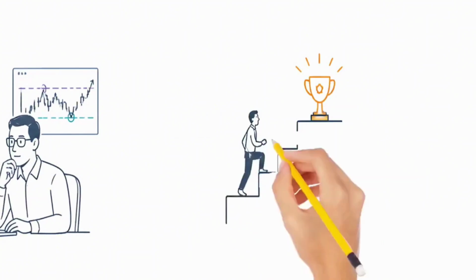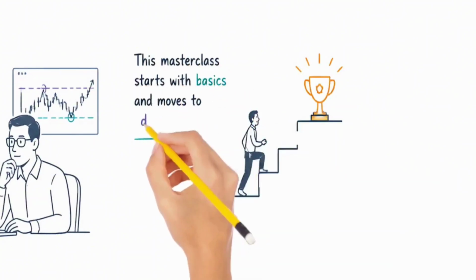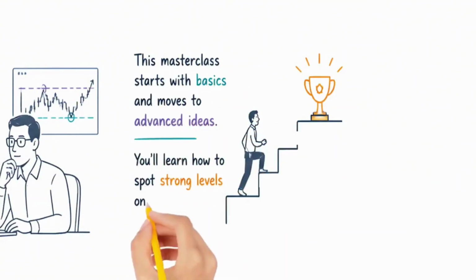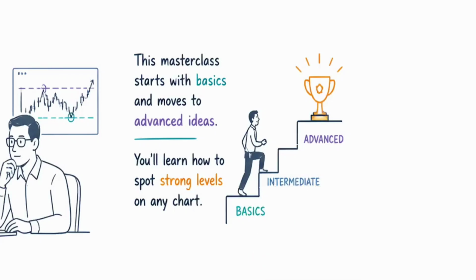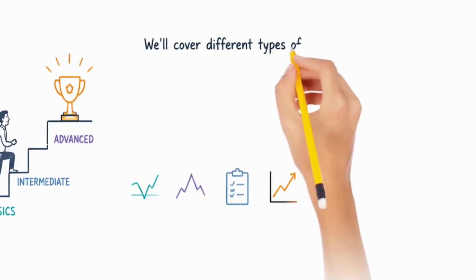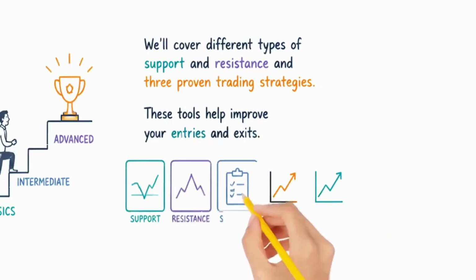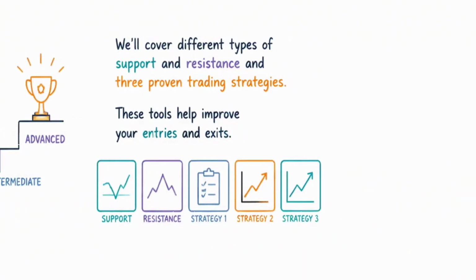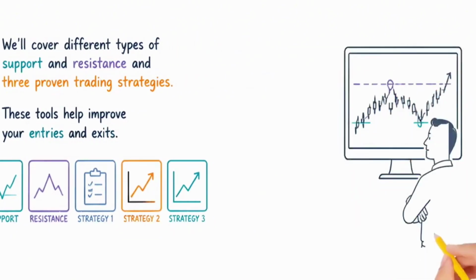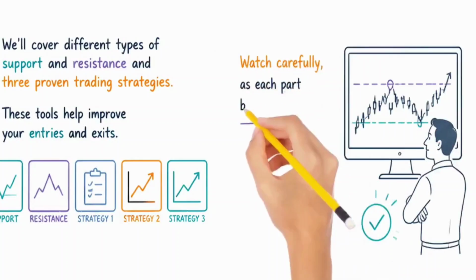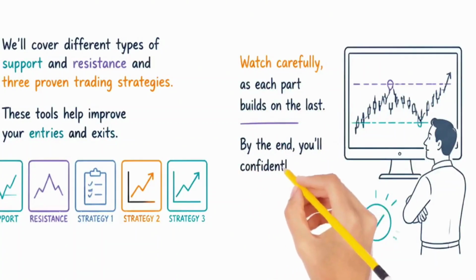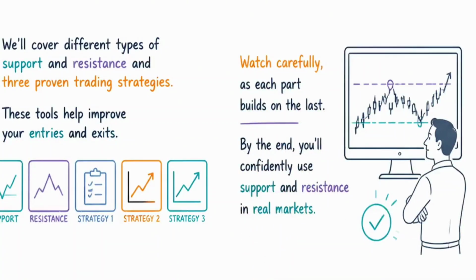This masterclass starts with basics and moves to advanced ideas. You'll learn how to spot strong levels on any chart. We'll cover different types of support and resistance, and 3 proven trading strategies. These tools help improve your entries and exits. Watch carefully as each part builds on the last. By the end, you'll confidently use support and resistance in real markets.